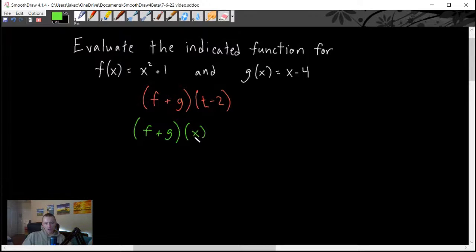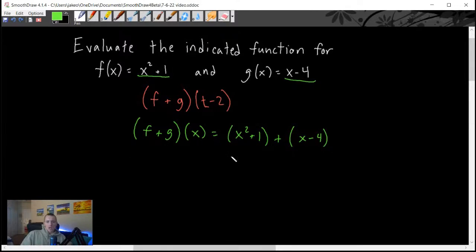Once we find this generic function, then we can worry about how the t minus 2 is going to come into play. To do this, all we have to do is take our function f, which is x squared plus 1, and put it in parentheses. Then we say plus whatever our function g is, which is x minus 4, and again put it in parentheses. So we're going to add those together. Here's our f, here's our g. F plus g is going to look like this.